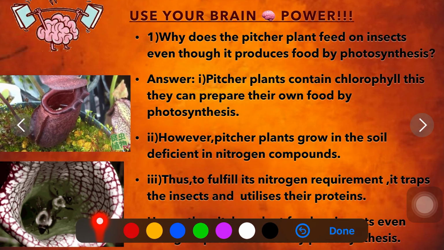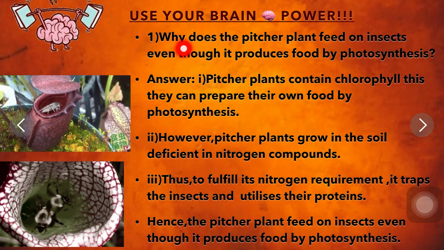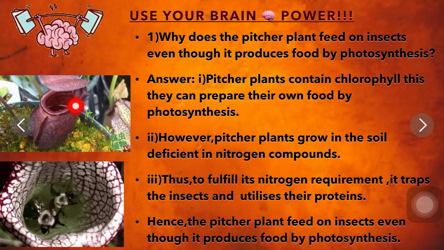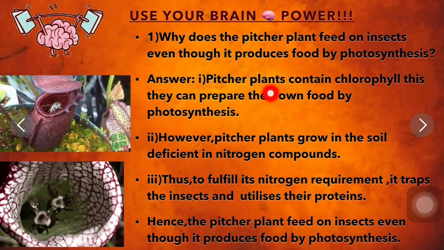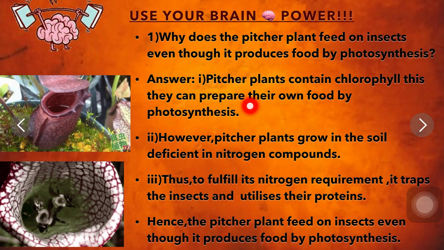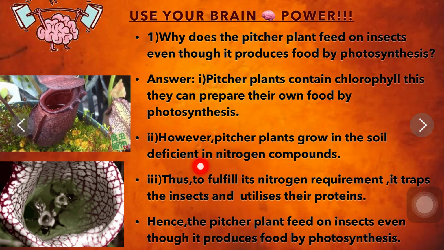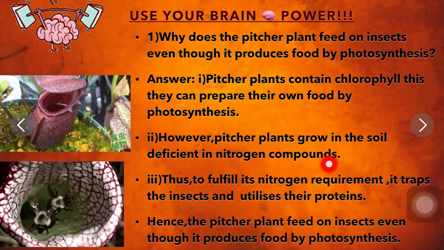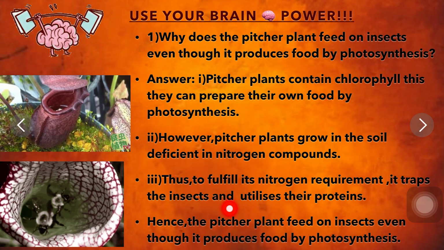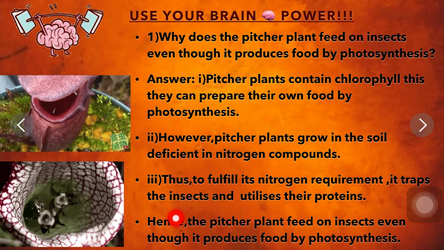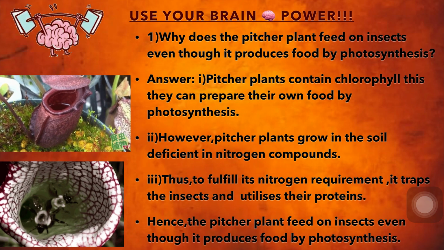Now students, use your brain power and, based on the previous topic, answer the following question. Why does the pitcher plant feed on insects even though it produces food by photosynthesis? Here is the answer. Pitcher plants contain chlorophyll. They can prepare their own food by photosynthesis. However, the pitcher plant grows in soil deficient in nitrogen compounds. Thus, to fulfill its nitrogen requirement, it traps insects and utilizes their proteins. Hence, the pitcher plant feeds on insects even though it produces food by photosynthesis.